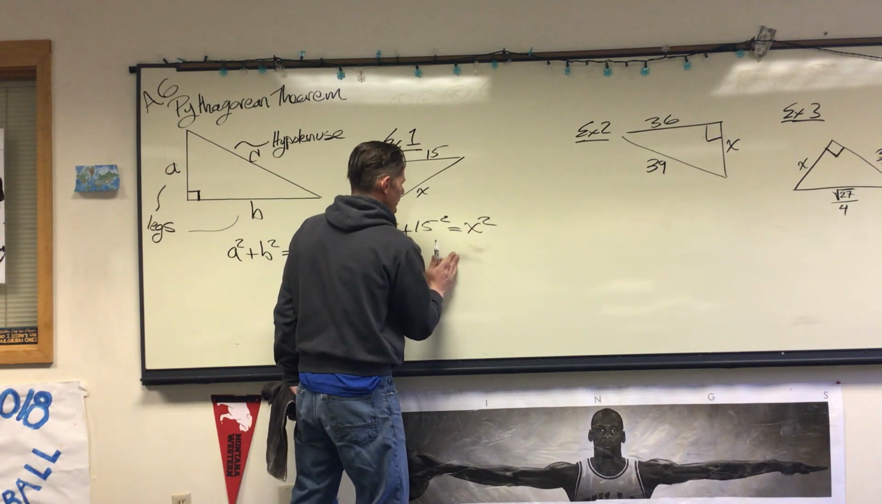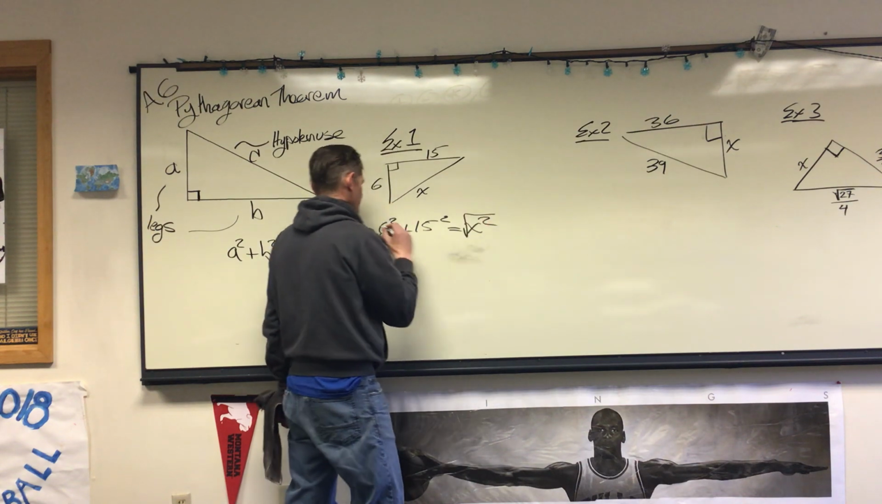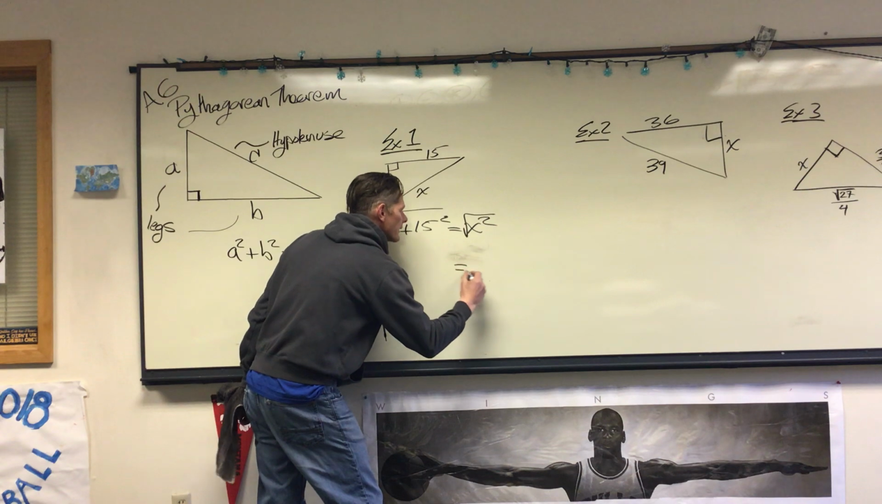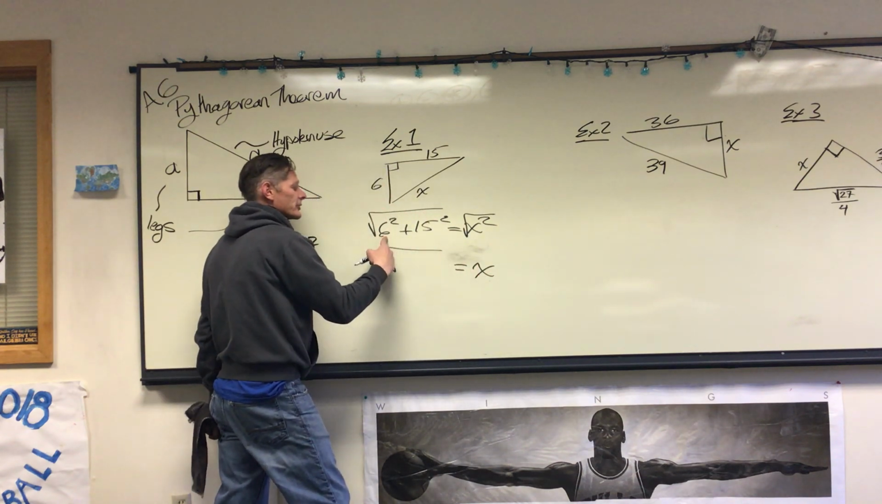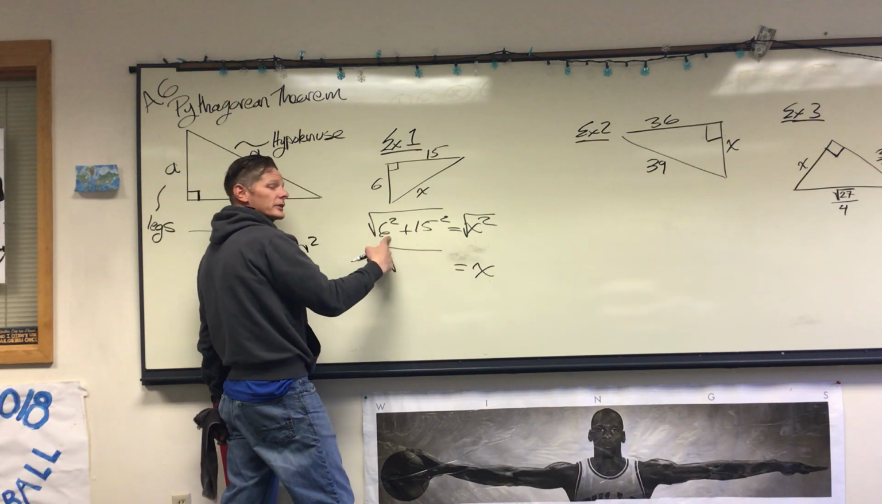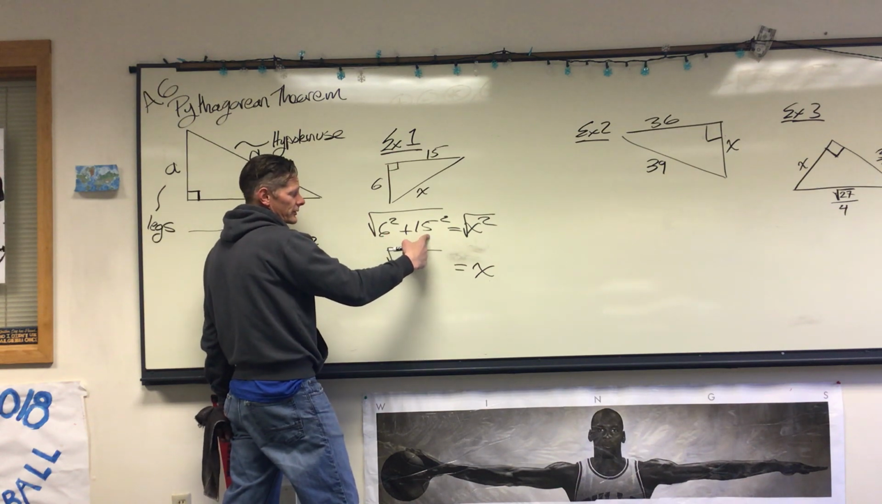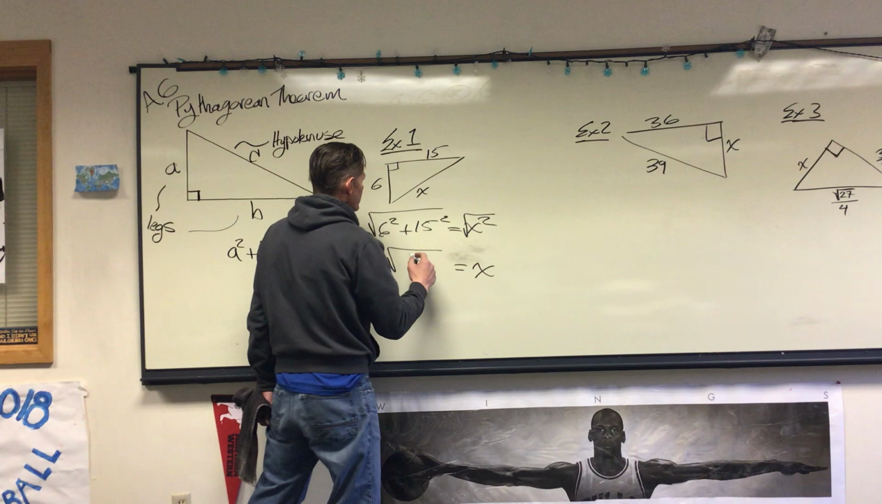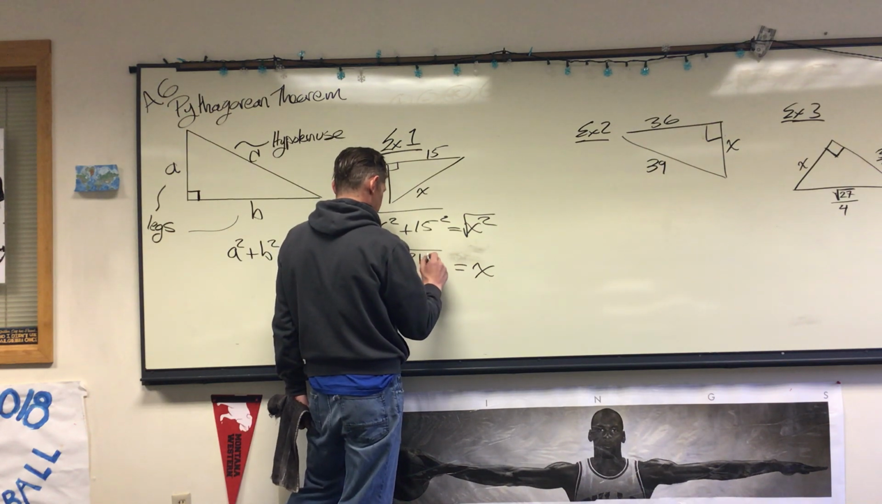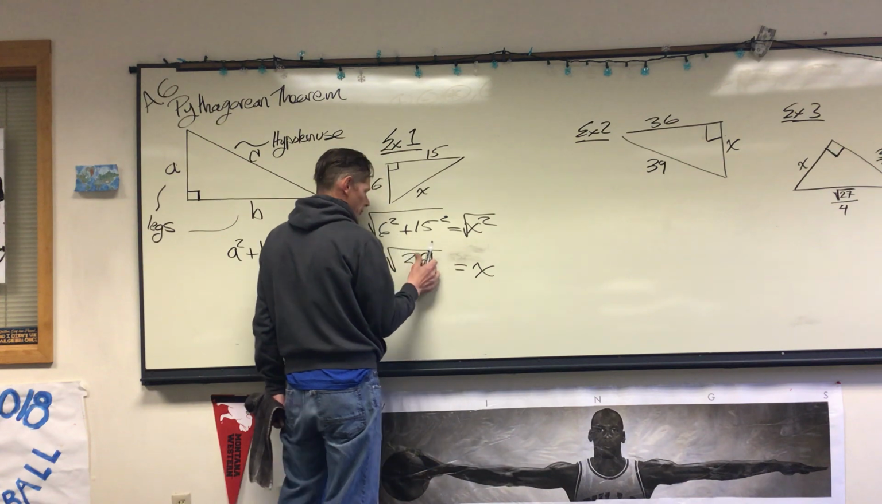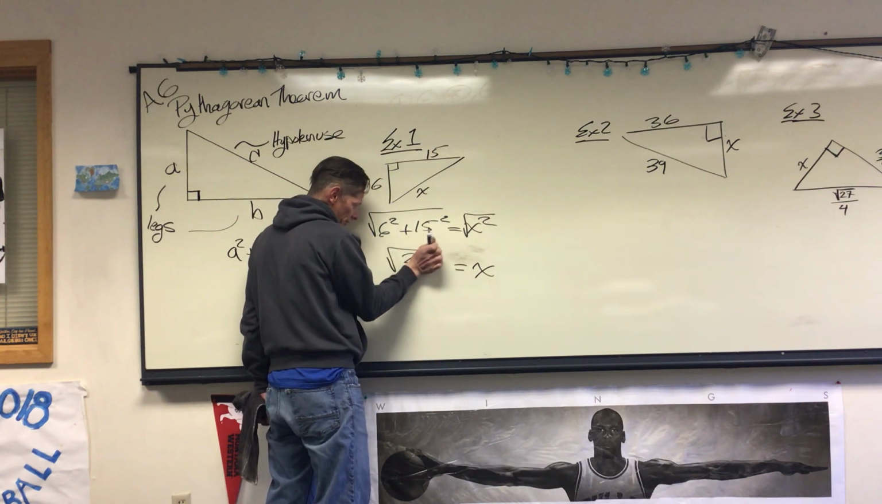We're going to take the square root of both sides. And then x is equal to the square root of 6 squared plus 15 squared. The 6 squared plus 15 squared, if you enter it into your calculating device, I believe is 261. Excuse me, not 261, 261.